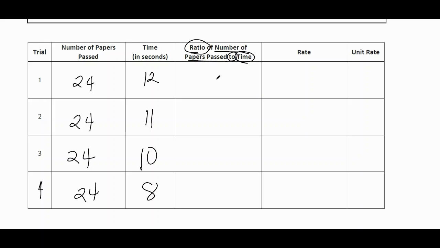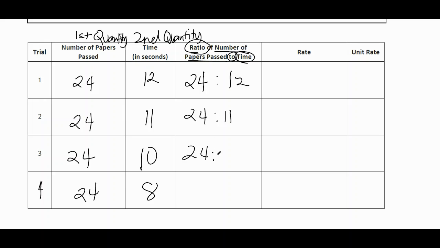The word "to" here means that is the ratio, the colon. The number of papers passed is 24, so that is our first quantity. And then of course the second quantity, time, will be 12. Same goes with the others: it's going to be 24 to 11, 24 to 10, and 24 to 8.